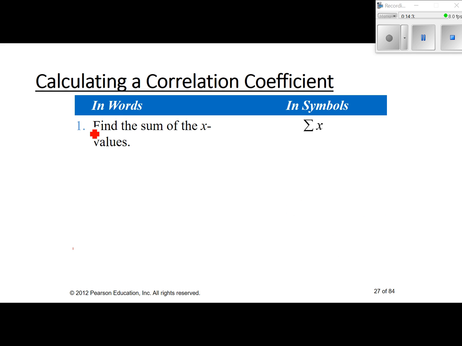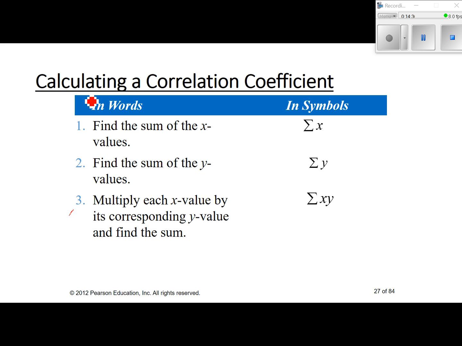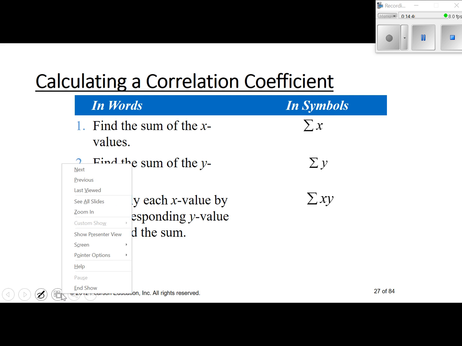Different books teach different things as far as how you decide whether it's a strong correlation and what the range is for strong correlation or weak correlation. We're not going to talk a whole lot about that.